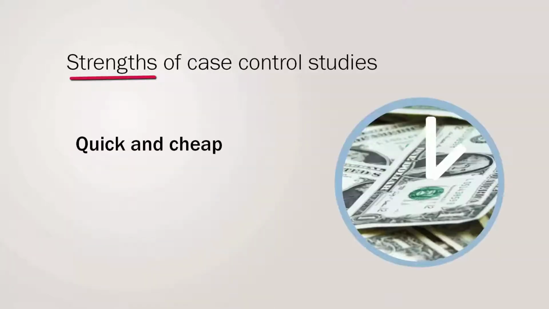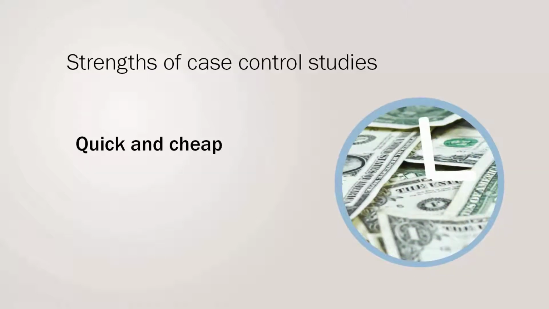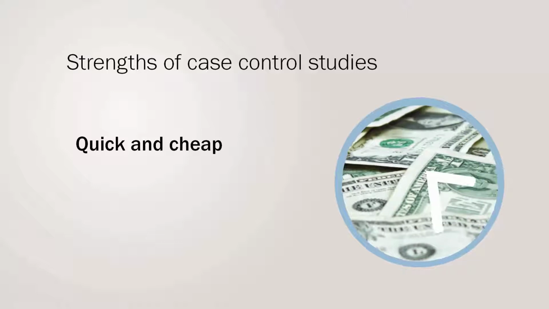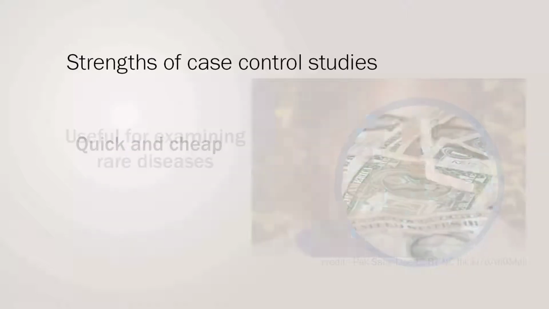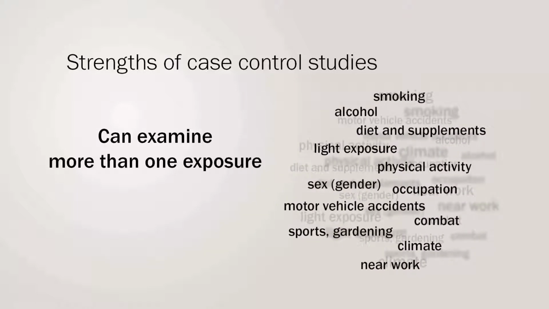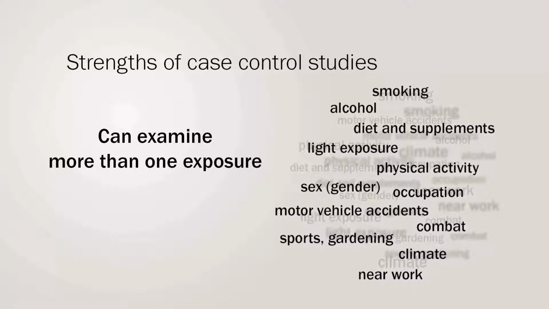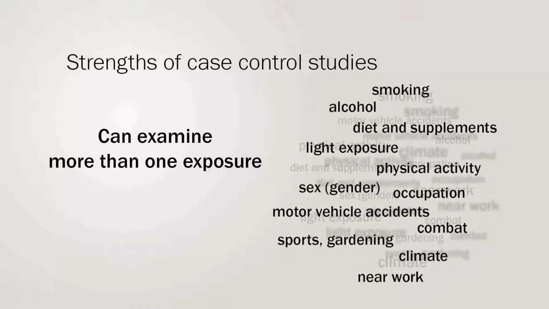Case control studies have a number of strengths. They are quicker and cheaper than other study designs, especially if hospital cases and hospital controls are used. They are useful for examining rare diseases, as the cases, who are the people with the disease we're examining, can be identified using a hospital or disease register. More than one exposure can be looked at. We can examine both cases and controls for as many exposures and characteristics as we want.